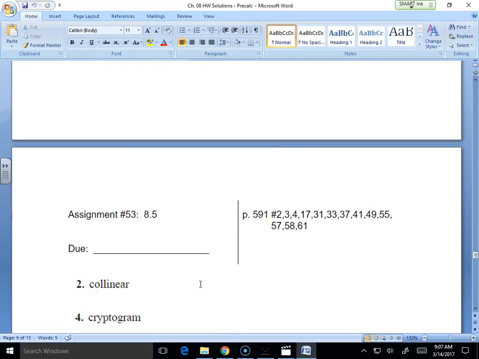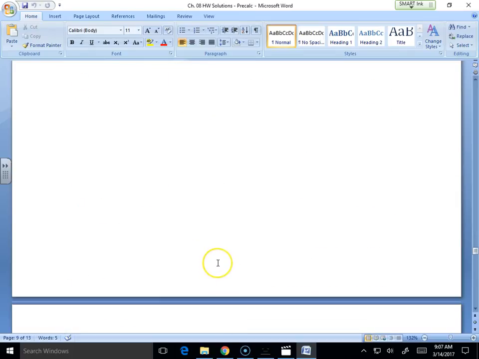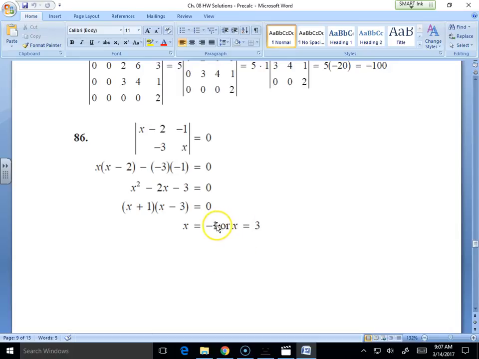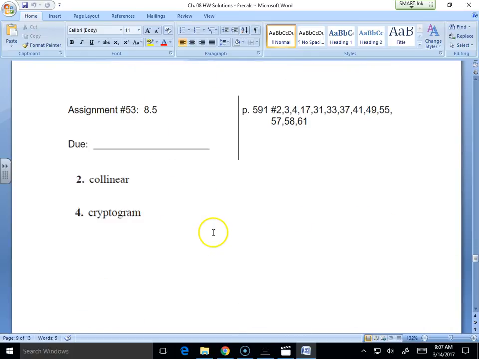All right, so section 8.5. Did you guys check this last one? Sorry. Final answer was negative 1 or 3. P.S. I'm giving you a lot of hints right now about the test tomorrow. All right. Section 8.5, here we go.